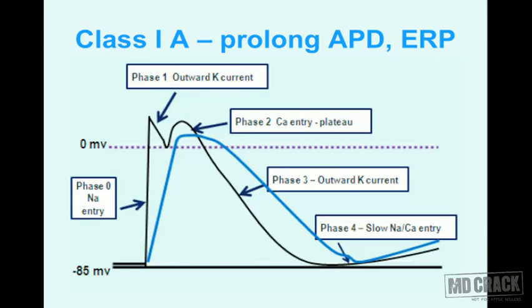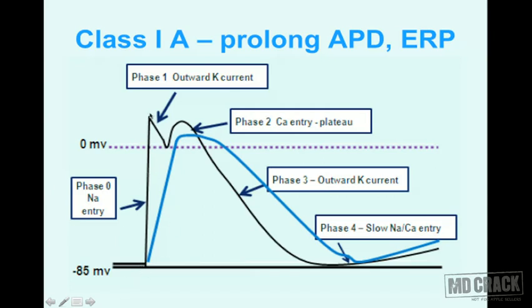Now have a look at this slide. What I've done on this slide is, the black curve is the normal curve, the normal phases of the action potential, and the blue one is the effect of class 1A. And if you remember what we spoke about class 1A, it's a sodium channel blocker, so you expect the effects of the sodium channel blocker. In addition, this drug has an effect of prolonging phase 3. So let's follow. Look at this.